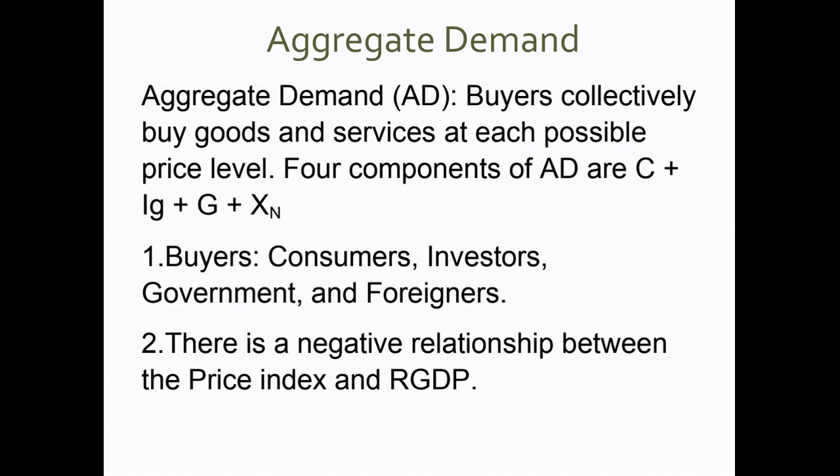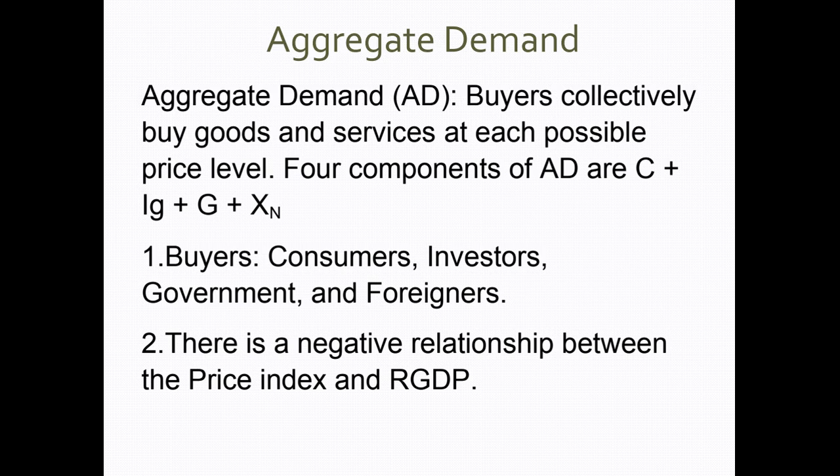Consumption expenditures mean when consumers demand consumer goods and services. By net exports, I mean when foreigners are demanding our products. But we have to subtract imports because that is not the demand for the goods and services that are produced within a country. So basically, there are four types of buyers: consumers, investors, government, and foreigners. And these four types of buyers would demand our goods and services.